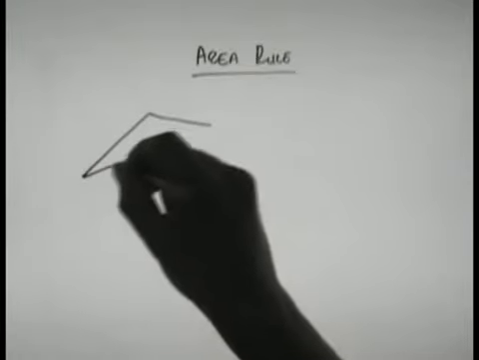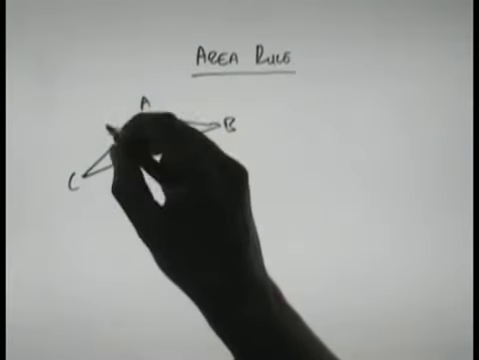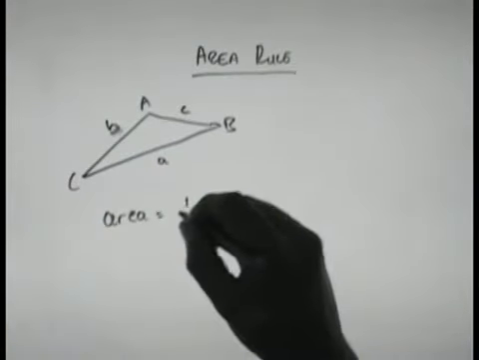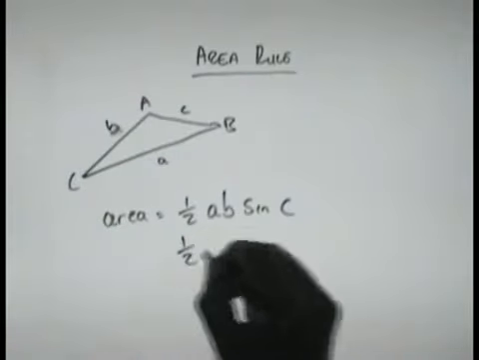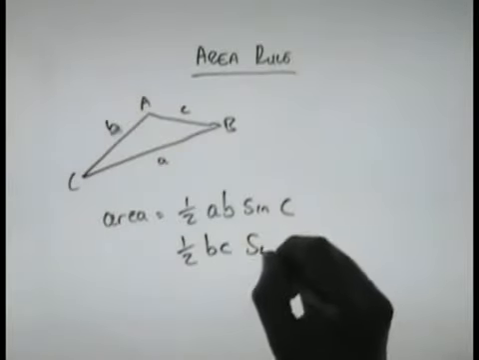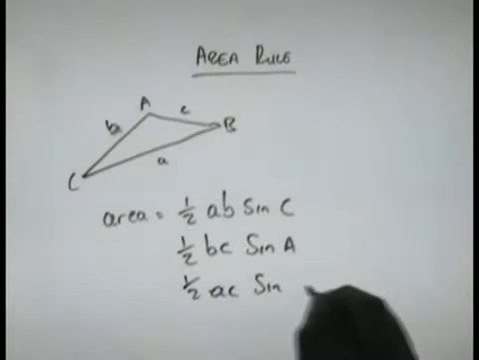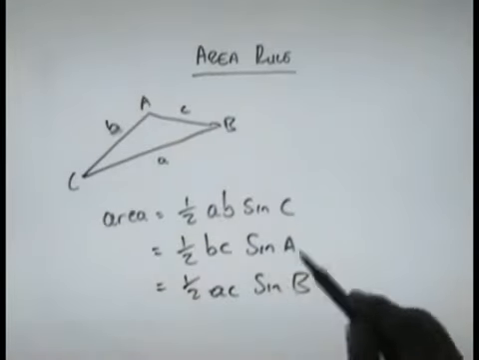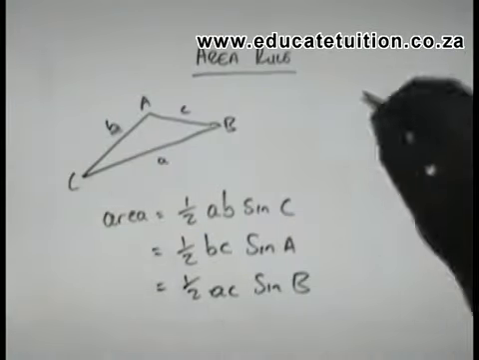The area rule says that in any triangle ABC, if I am trying to calculate the area of the triangle, it is going to be given by a half AB sine of C, or a half BC sine of A, or a half AC sine of B. Depending on what information I have, I can use any of these three formulas to calculate the area of any triangle. Let us look at an application of that.